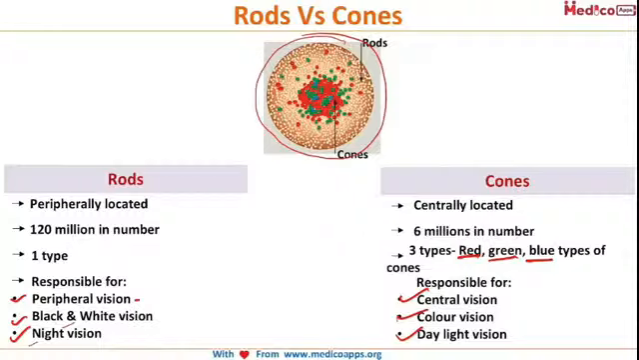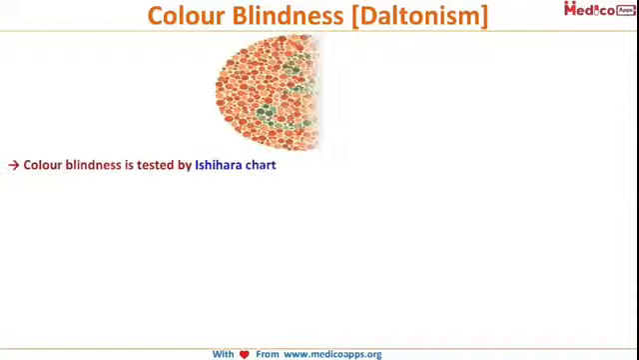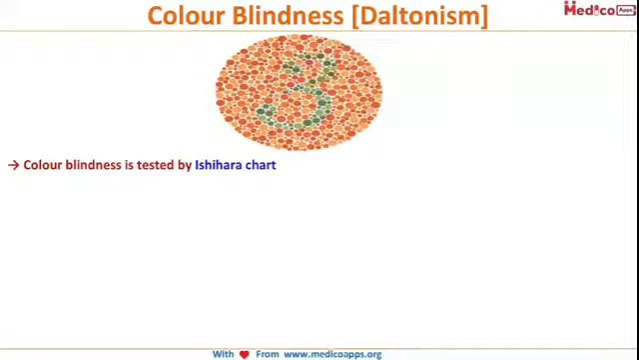Let's look at what happens when there is a problem with the rods and cones. This condition is called color blindness and is called so after the name of the scientist who discovered this, and he published the first paper on color blindness, that is Dalton. His name is Dalton and we will call it Daltonism. Are you all able to see this number 3? If yes, then congratulations, you do not have color blindness.